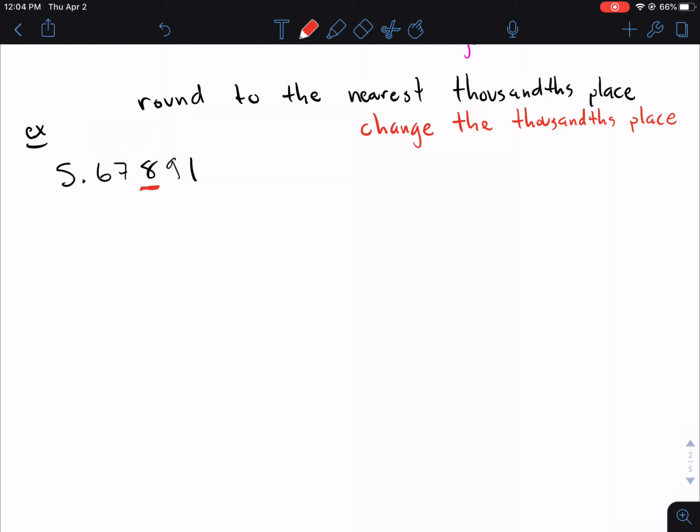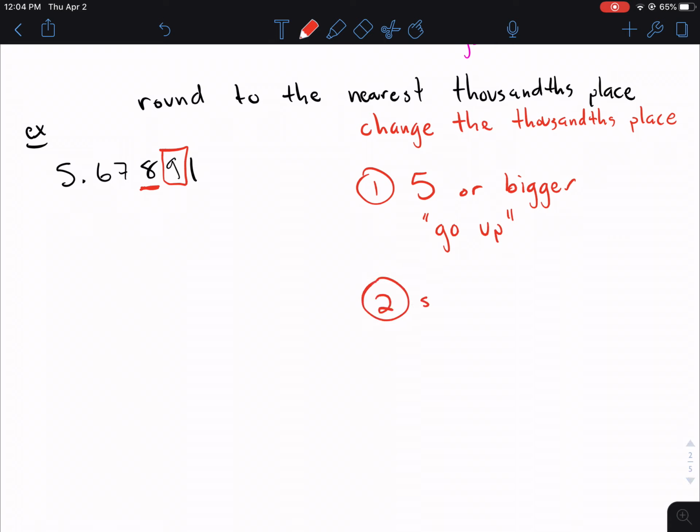The number 8. What number's to the right of 8? We have 9. So we're going to look at 9. My first rule: 5 or bigger, we go up. Number 2: smaller than 5 stays the same.